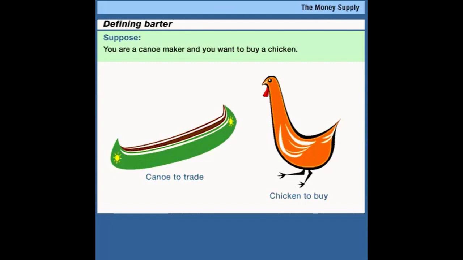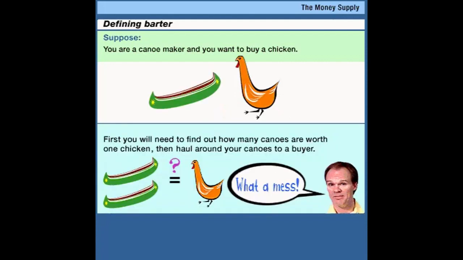Then you've got to decide how many chickens a canoe is worth, will you exchange, then do the transaction and carry your chickens home. It's very, very inconvenient, and with all of these search costs and effort to find trading partners, you're probably not going to spend nearly as much time actually making canoes and creating things of value.